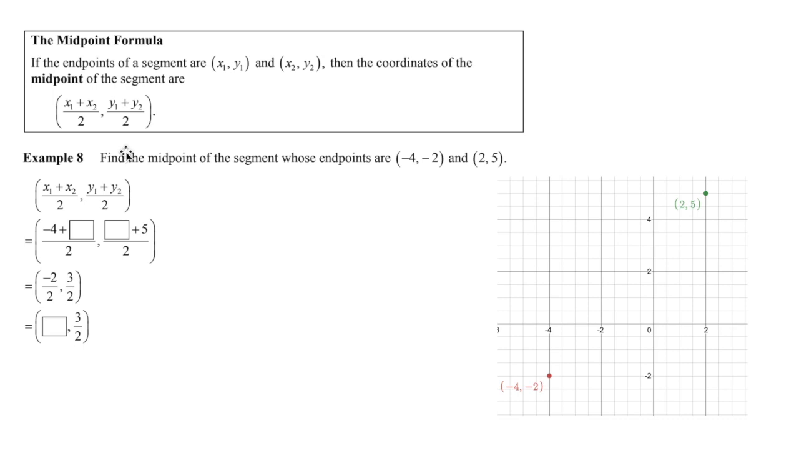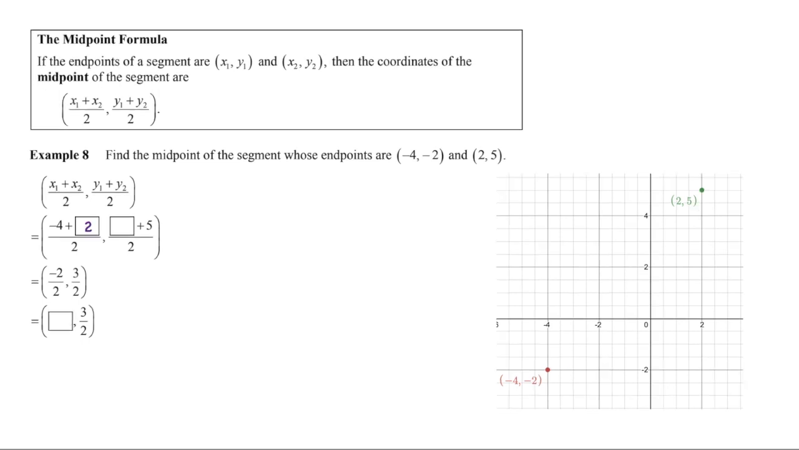Sometimes we want to know what the midpoint is. So the midpoint formula tells us if we have 2 points, we can add our x values together and divide in half, add our y values and divide by half. Find the midpoint of the segment between negative 4, negative 2, and 2, 5.